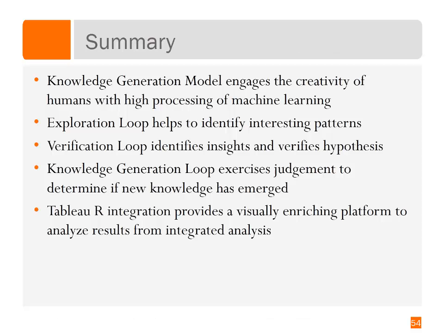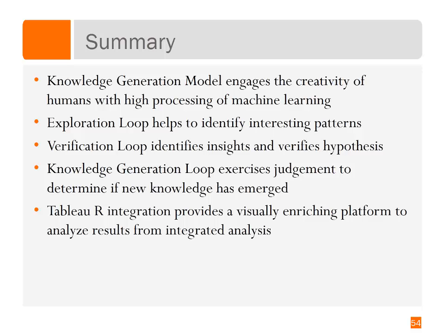Now, summarizing our conversation from today, the knowledge generation model engages the creativity of humans with the high processing capacity of machine learning. So we're marrying up that sort of intuition of human beings with the pure processing power of machine learning. The exploration loop of the knowledge generation model helps to identify interesting patterns. We're discovering. We're trying to figure out, hey, what's there? What looks interesting? What's unusual? What doesn't seem to fit our expectations?